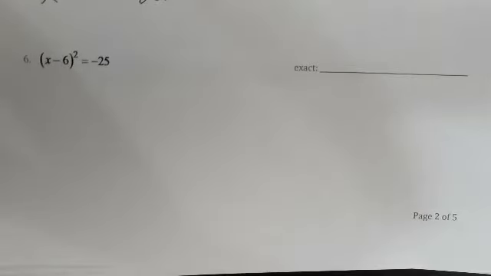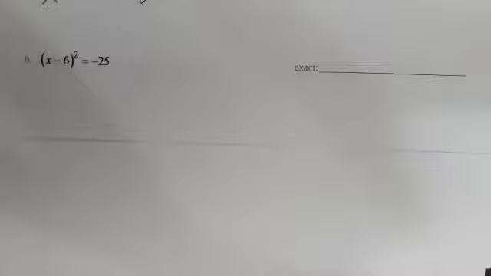I don't want to jump into that quite yet. We will do another section when we talk about these relations a little more thoroughly, and the zeros of a function and what that means. So x minus 6 squared equals negative 25.